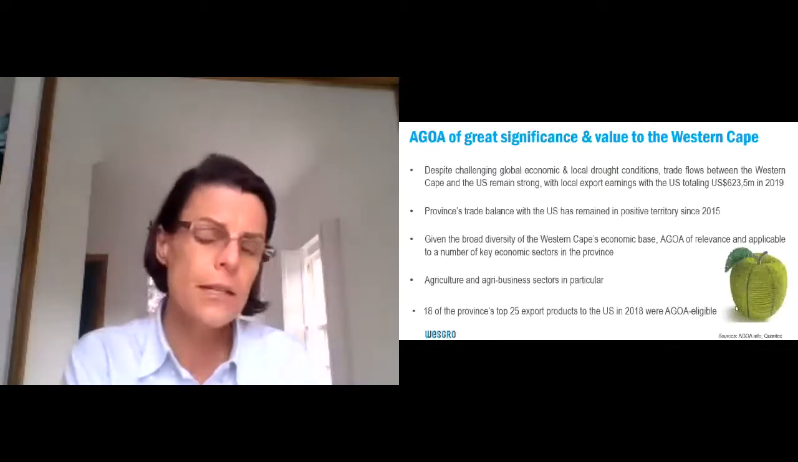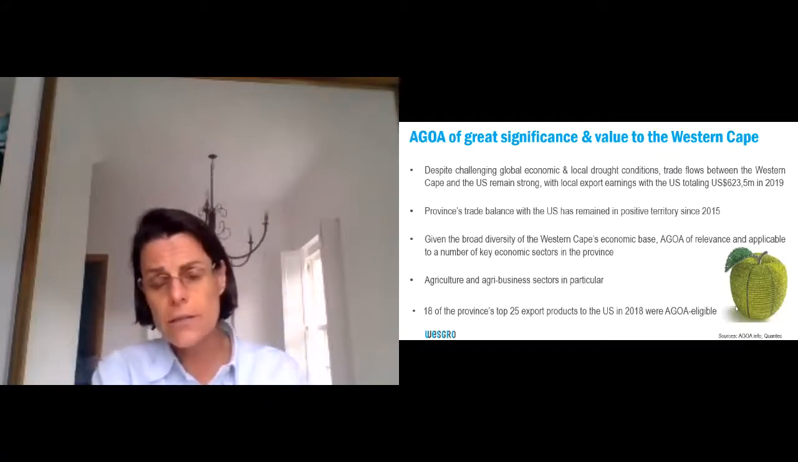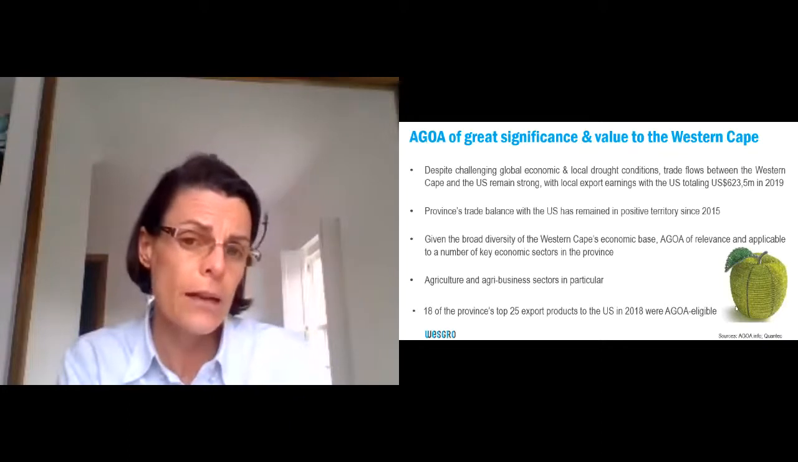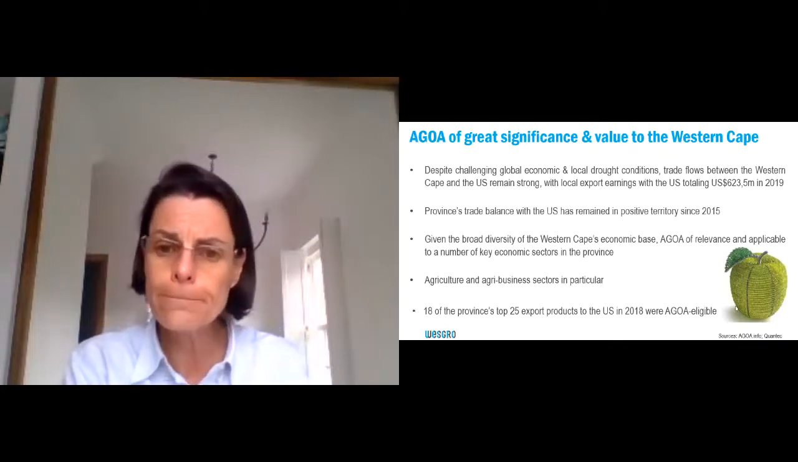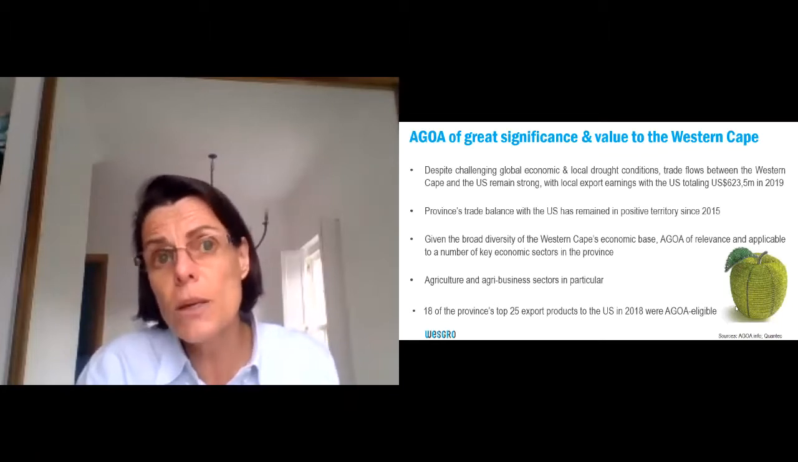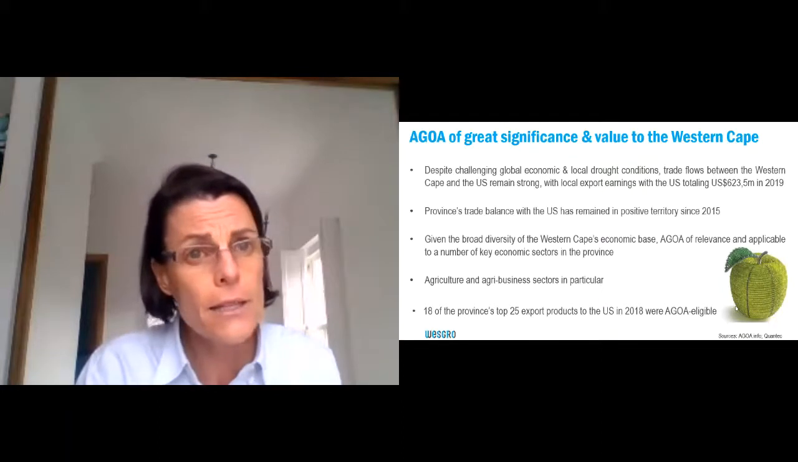That was down from $684 million in 2018. But the point is, it still is relatively strong. And the province has recorded a positive trade balance with the US since 2015. And like I mentioned, given the broad diversity of the Western Cape's economic base, AGOA is of relevance and applicable to a number of key economic sectors in the province.